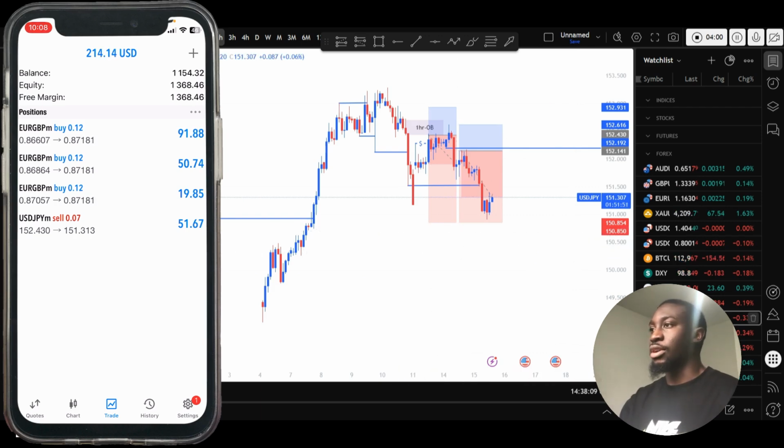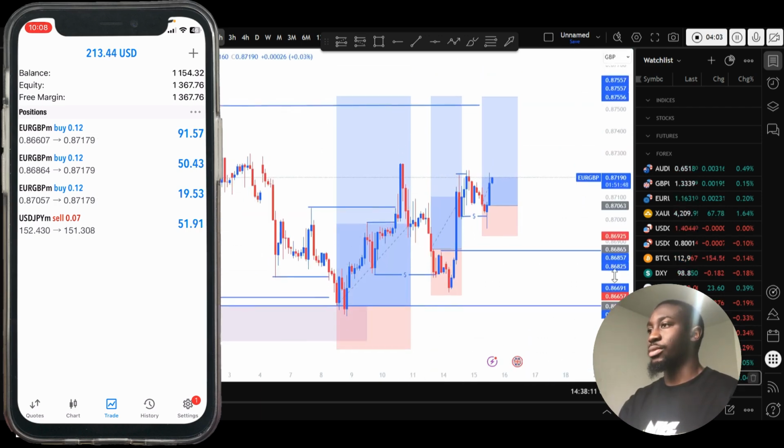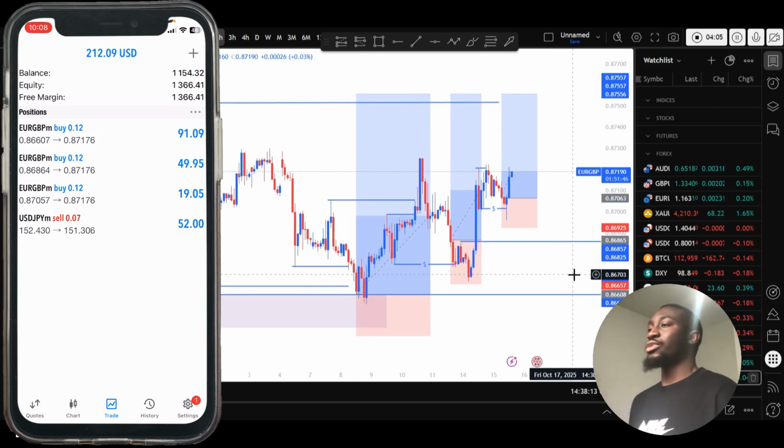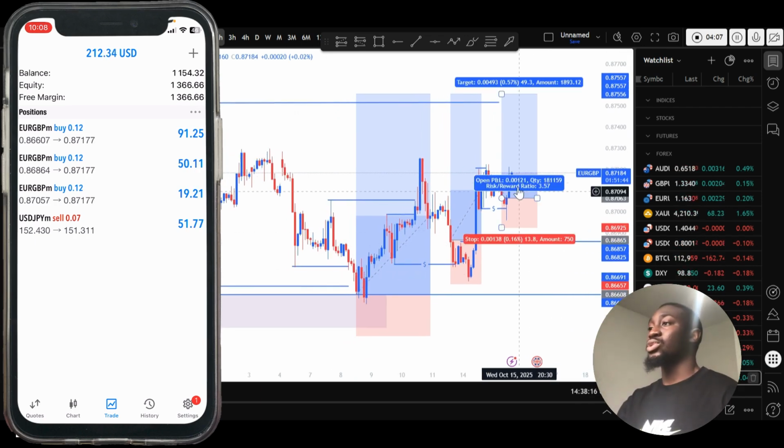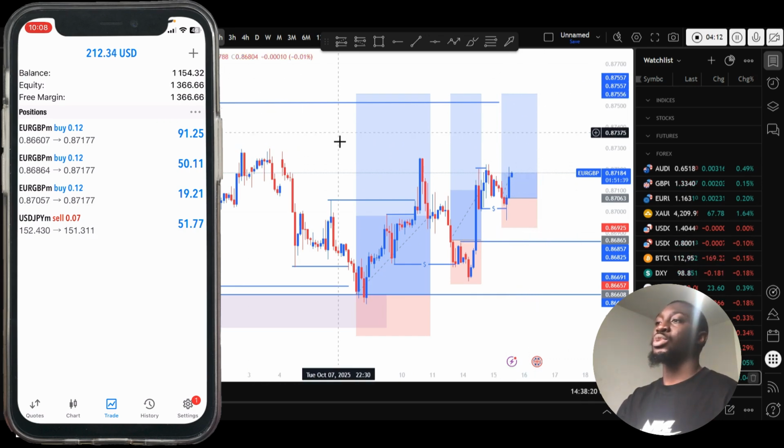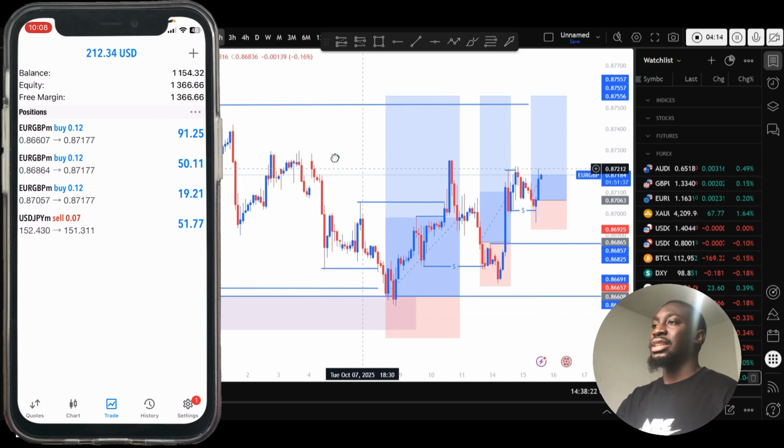Let's go to Euro GBP. This is our main focus here. This was where we started this block from. As you can see, it's moving very nicely. I'm just waiting for price to do its normal jargon and take out this buy side liquidity. This is standard buy side liquidity. Then we are off the market.